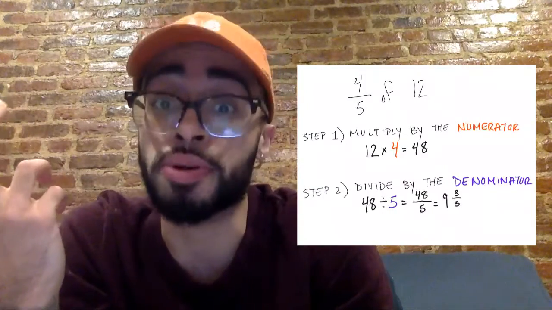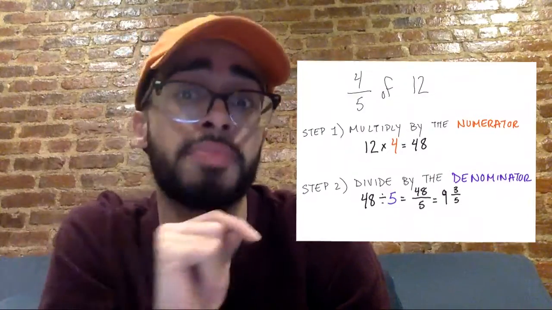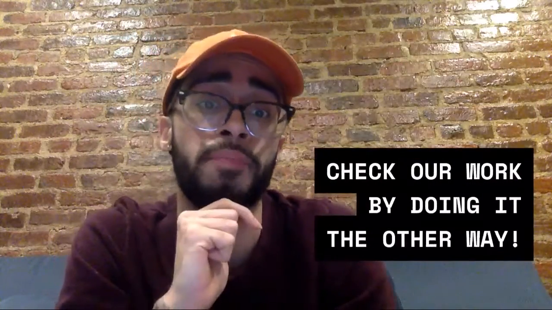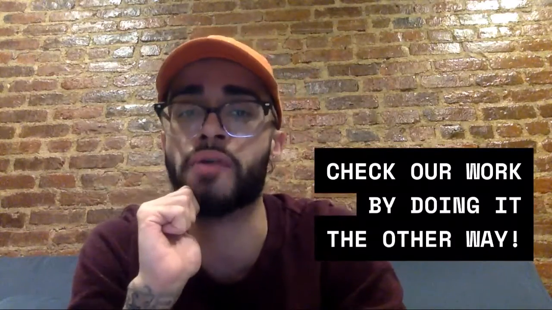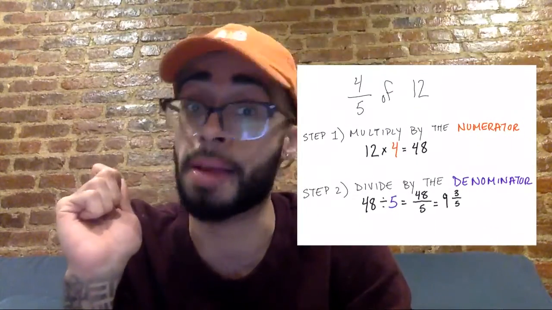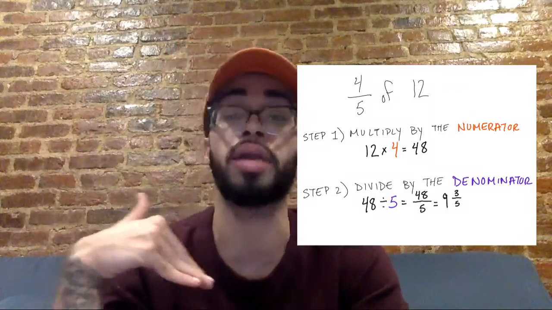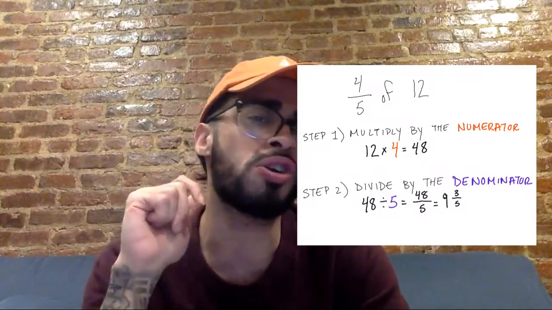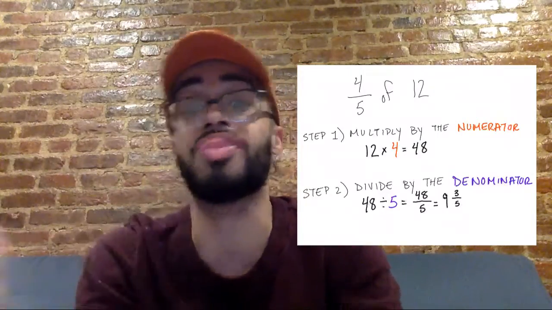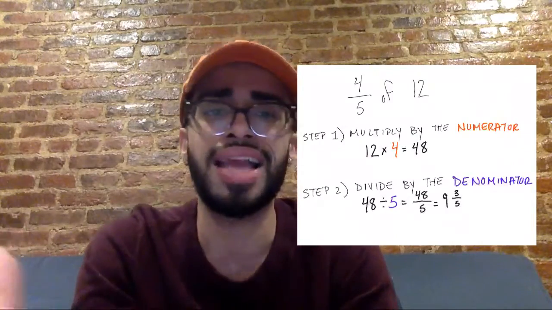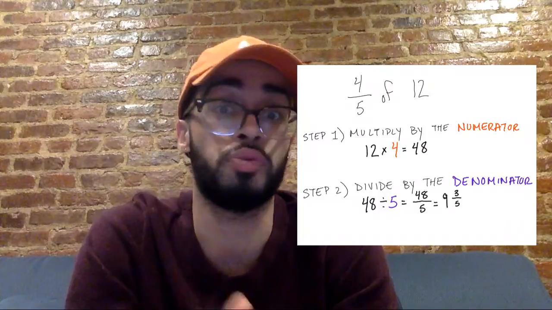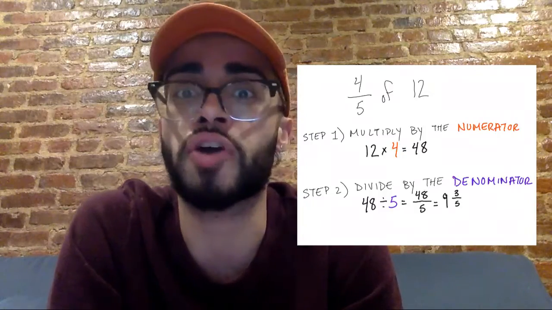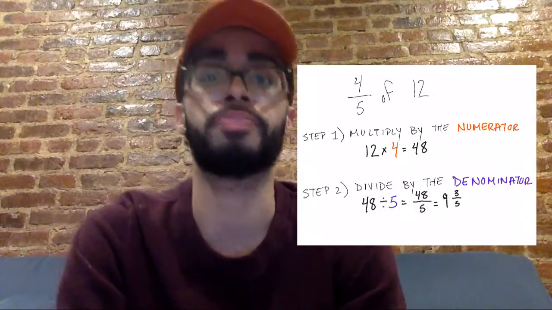Well, I don't know if I'm correct or not, to be honest. I could have made a mistake. And that's where you come in. I want you to check our work by doing it the other way around. So I started off by multiplying the numerator, then dividing by the denominator. I want you to start off by dividing by the denominator, then multiplying by the numerator. And let's see if we get the same answer. If we did, that's how we know we did it correct. If we didn't, let's figure out where we went wrong. All right?